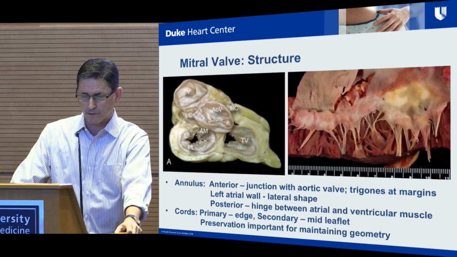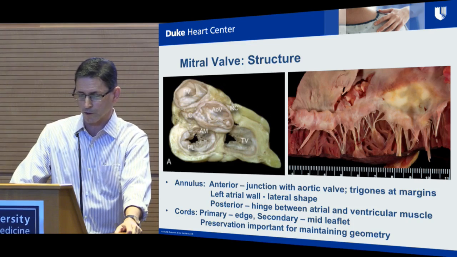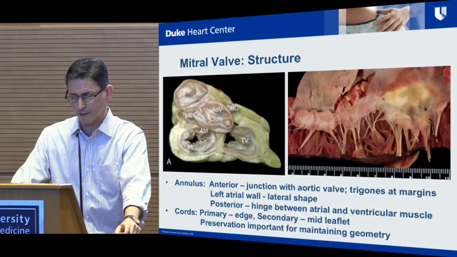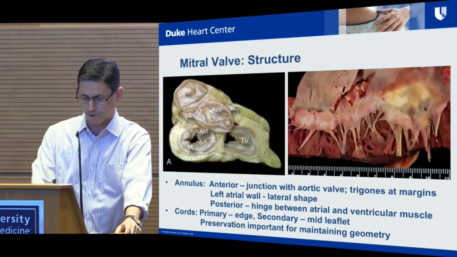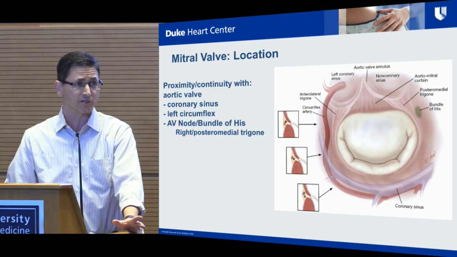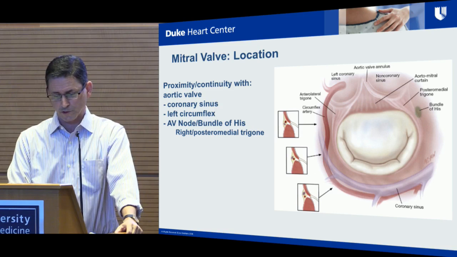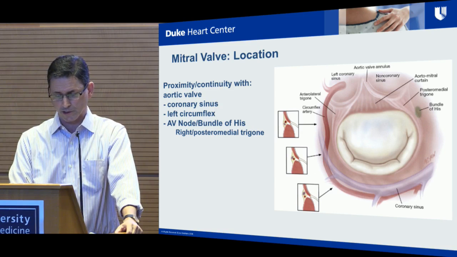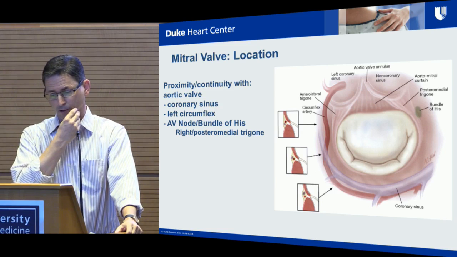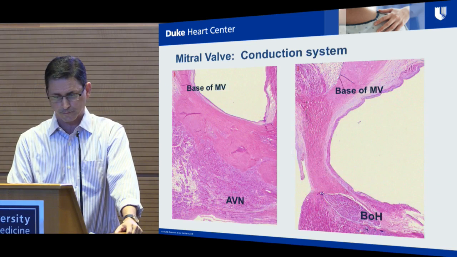So here's just a side-on view looking at the valve and the anterior leaflet to the far right and the posterior towards the left, and the chordal attachment, so it's a very complex structure. The location I talked about, showing here just some of the structures around it that you have to consider as well. So again, we've got conduction system issues, we've got vascular issues, and then you can see with its continuity with the aortic valve that what you do to the mitral can affect the aortic outflow.